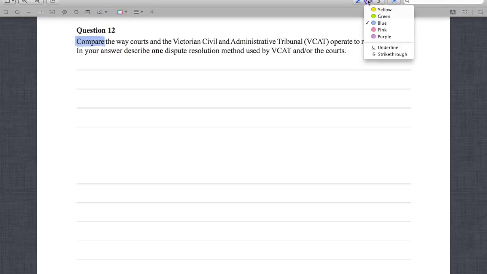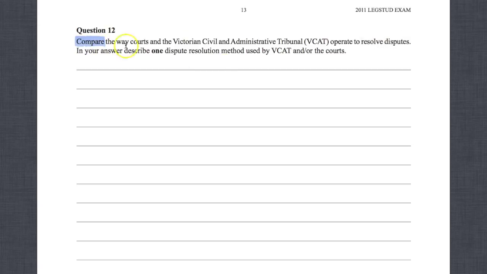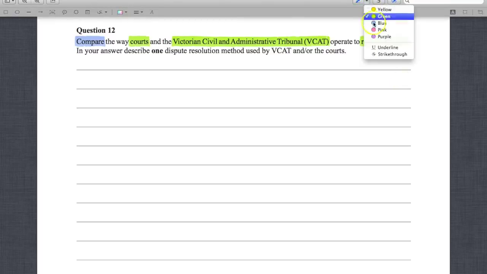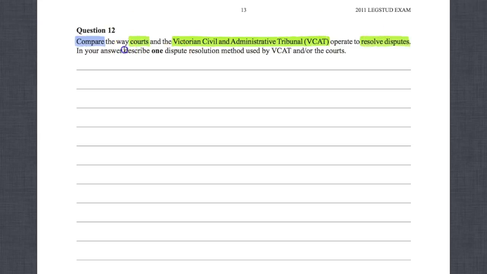The next thing we want to do is highlight the keywords in the question. And those keywords here are courts, VCAT, and resolve disputes, because that's what we're comparing. And then last but not least, we also want to remember to include this element of the question. Describe one dispute resolution method. If we don't do that, there's no way we're going to get the full amount of marks. It's important, but we're going to have a look at how we actually do that correctly.